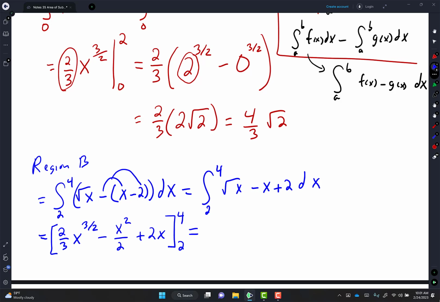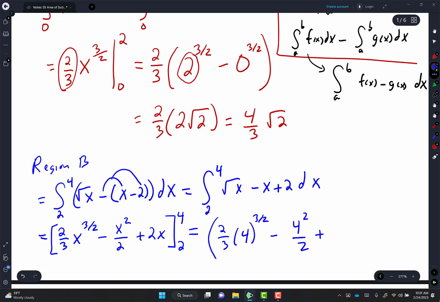So you guys ready? So here we go. I'm going to do a giant parenthesis. I'm going to plug in a 4. 2/3 parenthesis 4 to the 3/2 minus 4 squared over 2 plus 2 times 4. Close, close. That's my 4.